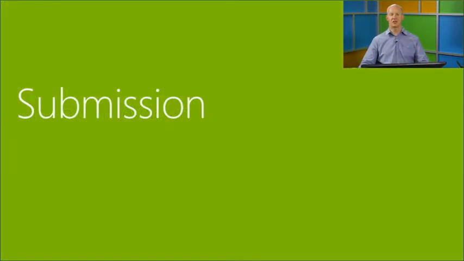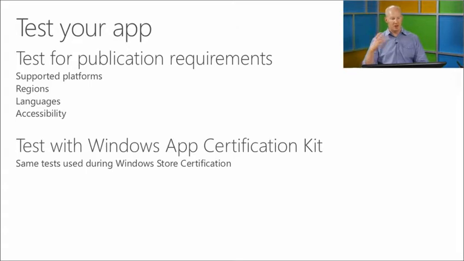And then you're going to go through the submission process. So you want to test your app for the publication requirements, and that includes all the supported platforms, regions, languages, and accessibility features you're going to support, and test across all those different flavors. So if you support Windows RT, you make sure that you test on Windows RT, right? And then pre-test your app. You can actually use the Windows App Certification Kit, the same test we use when we're testing apps for publication. You can do that beforehand in order to make sure that your app's going to pass those tests before you ever go through the submission process.